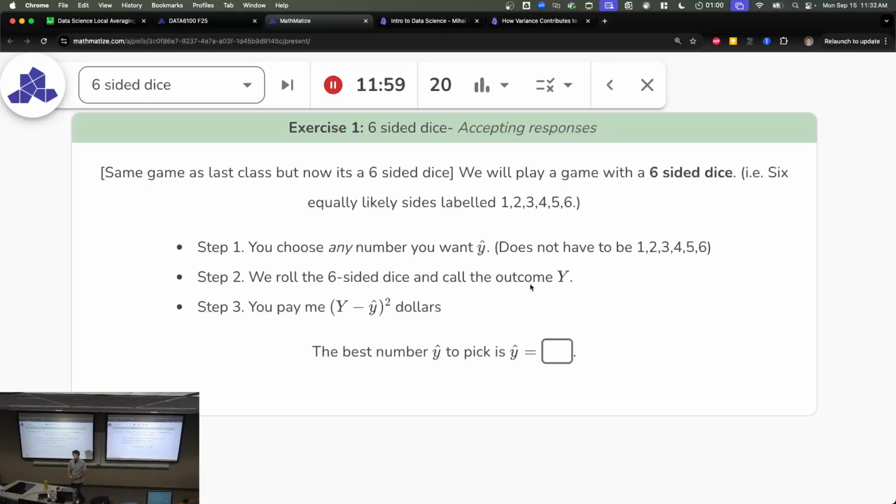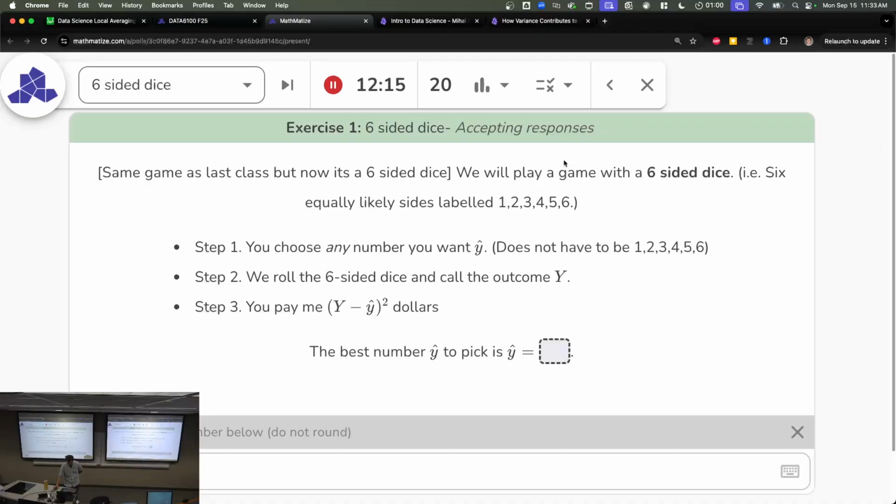And then you pay based on how far away you are. If you get it exactly right, you pay $0. If you're off by 1, you pay $1. If you're off by 2, you pay $4. You pay the square of the number of dollars. We're going to see why squares are nice for this kind of thing momentarily. But let us see what you guys chose.